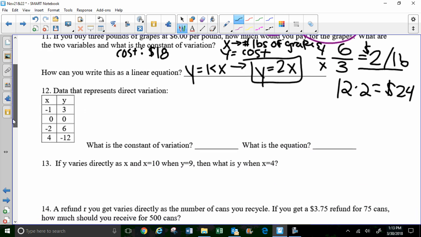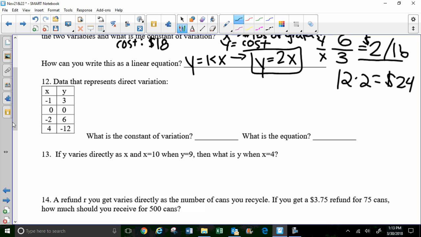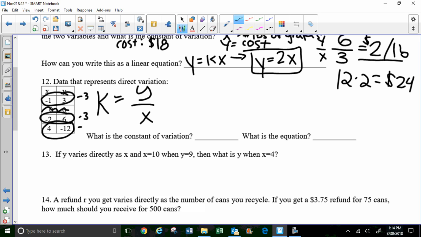Look at 12. It says the data that represents direct variation. The way to find what the constant is, as we just saw, is y divided by x for direct variation. So I'm going to take each pair, except for 0, 0. 3 over -1 would be -3. 6 over -2 would be -3. -12 over 4 would be -3. So what's the constant? -3. And then you write your equation. Remember, that's y equals kx, and the constant is -3. It's going to be y equals -3x.